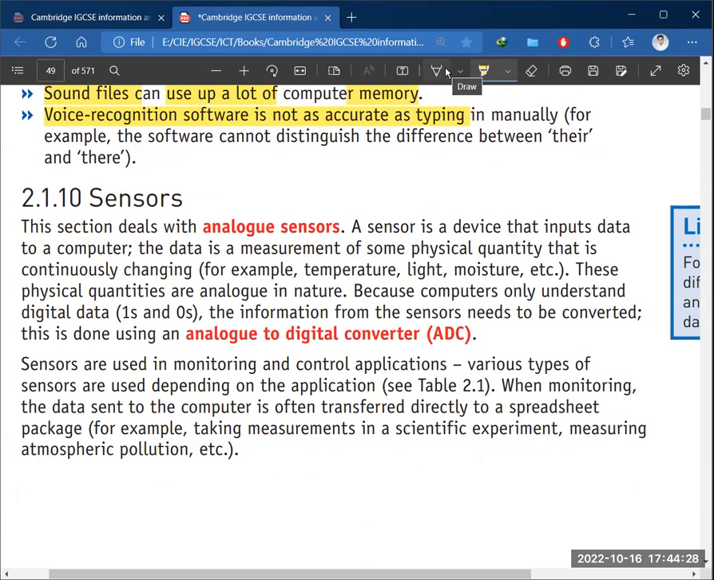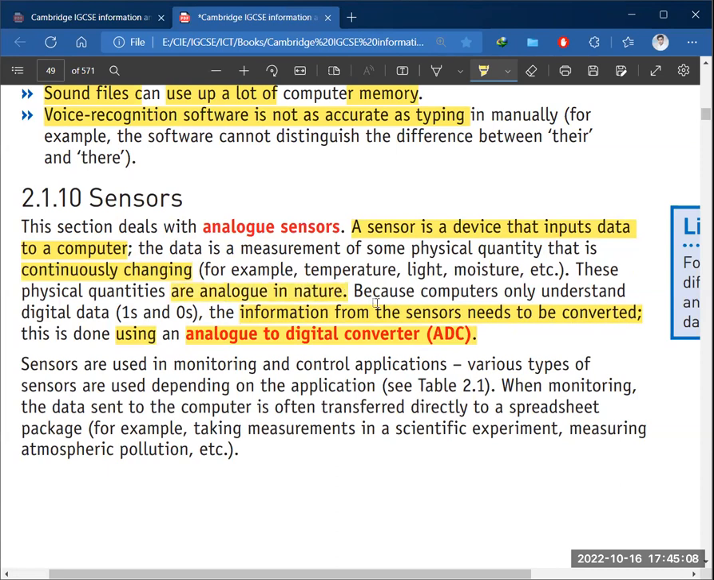Read from sensors, quick. Sensors: this section deals with analog sensors. A sensor is a device that inputs data to a computer. The data is measurements of some physical quantity that is continuously changing, for example temperature, light, moisture, etc. These physical quantities are analog in nature, because computers only understand digital data, 1s and 0s. The information from the sensor needs to be converted. This is done using an analog to digital converter, ADC.